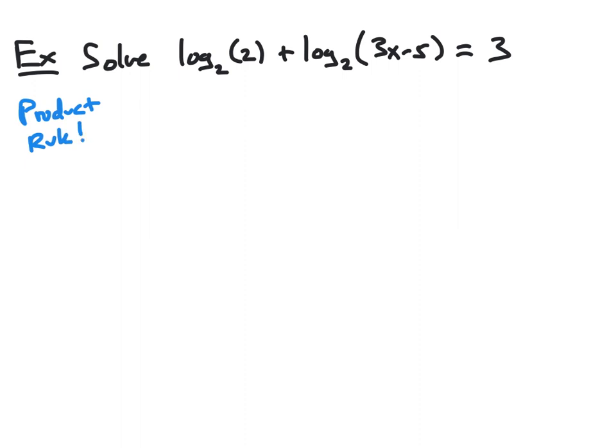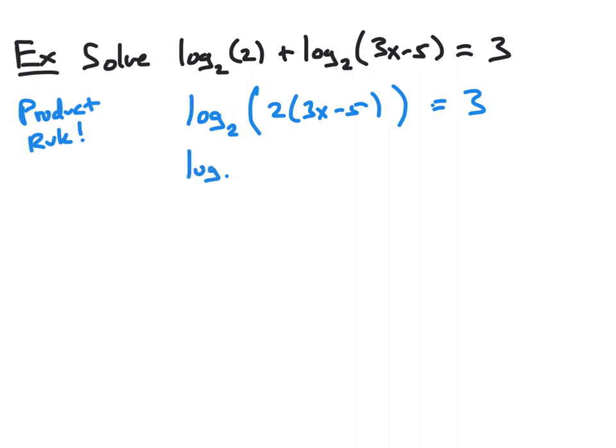And so on the left side, we're going to do that. We're going to rewrite that using the product rule as the log base 2 of 2 times 3x minus 5. And that, of course, will still stay equal to 3. So what we have here is the log base 2 of 6x minus 10. That will equal 3. And we can apply the definition of logarithm to this new equation. And so we have 2 to the 3rd power, which of course will be 8, and that will equal 6x minus 10.